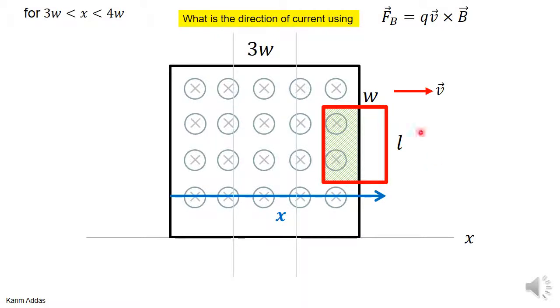Okay, if you want to use the QV cross B rule, you can also use it for this part, going out. So the velocity of the charge is to the right, same way as before. V cross B is upwards, but QV cross B is downwards. So that means that the current is going to be in the direction opposite the motion of the negative charges. So the current will be this way, as we said before.